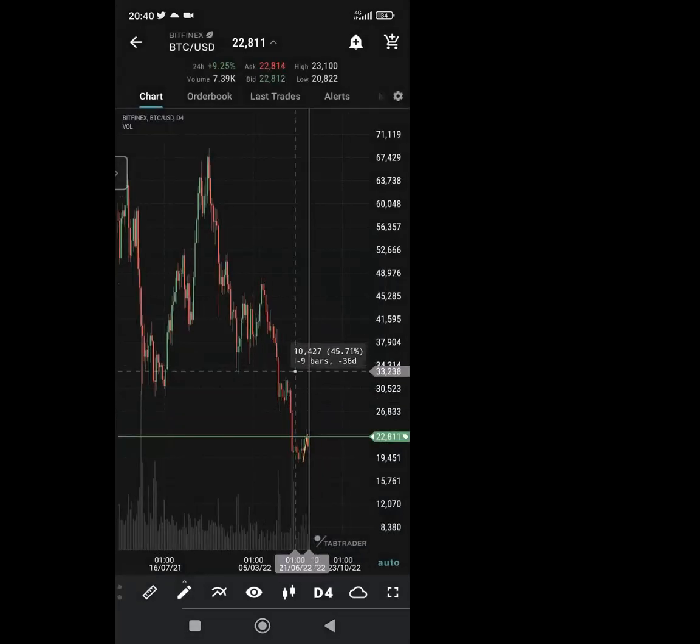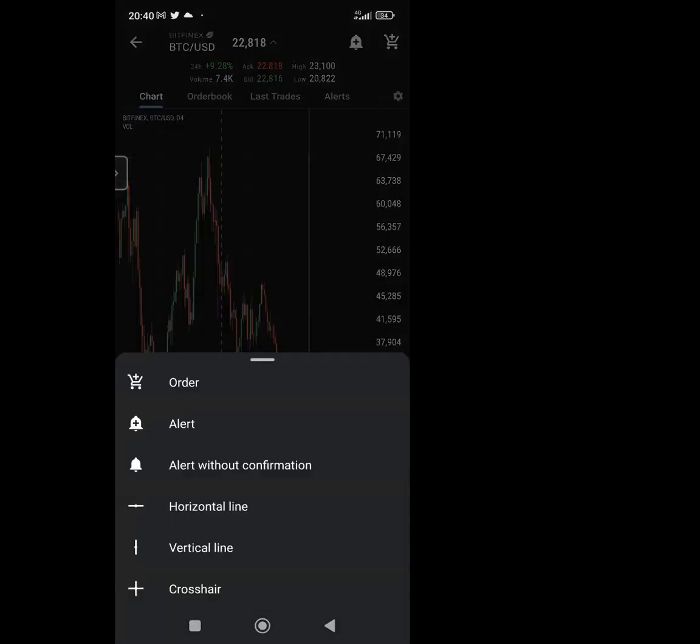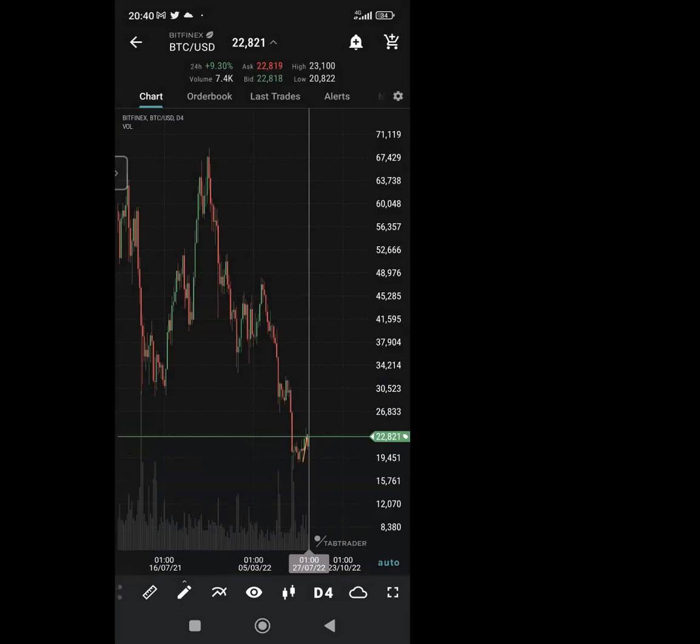So if you have a resistance here at this point, and you are seeing that resistance on the big time frame, and you didn't see it on the small time frame, my dear, forget it. The big time frame will have more effect than your small time frame.